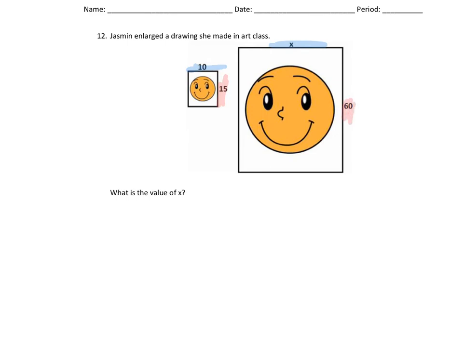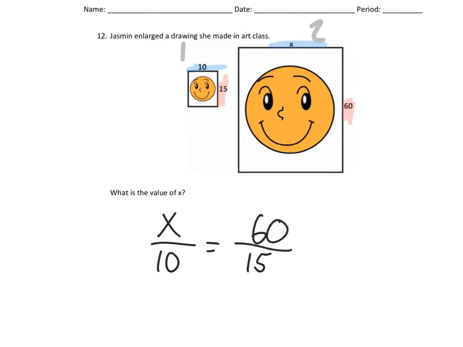So I can set this up as, and again, this will be figure 1, figure 2. So what I'm going to do is I'm going to set this up as a proportion. I want to solve for x, so I'm going to put x there. X is related to 10. That 10 is related to the 15. And that 15 is related to the 60. If you're good with that, awesome.